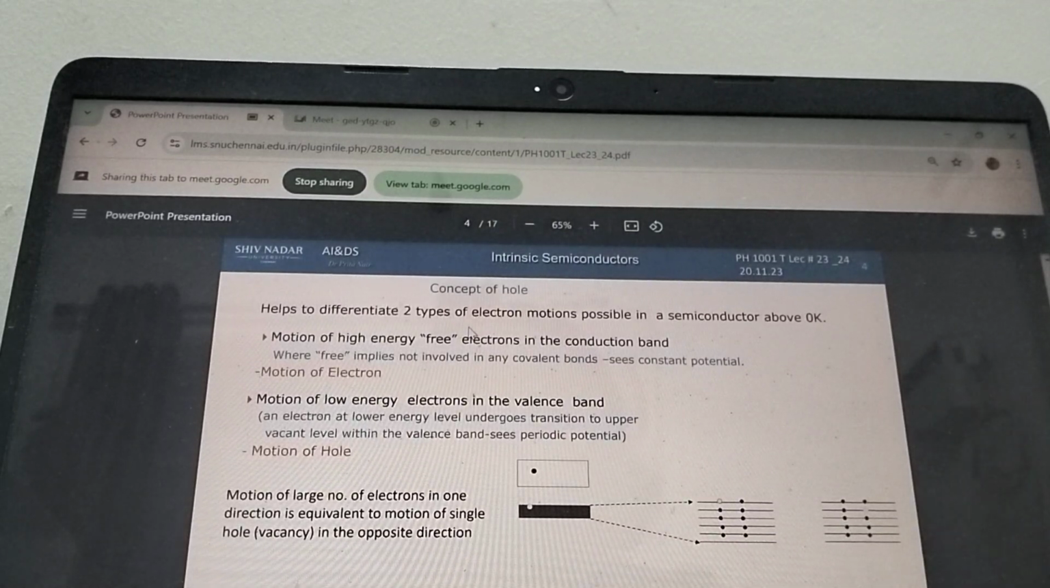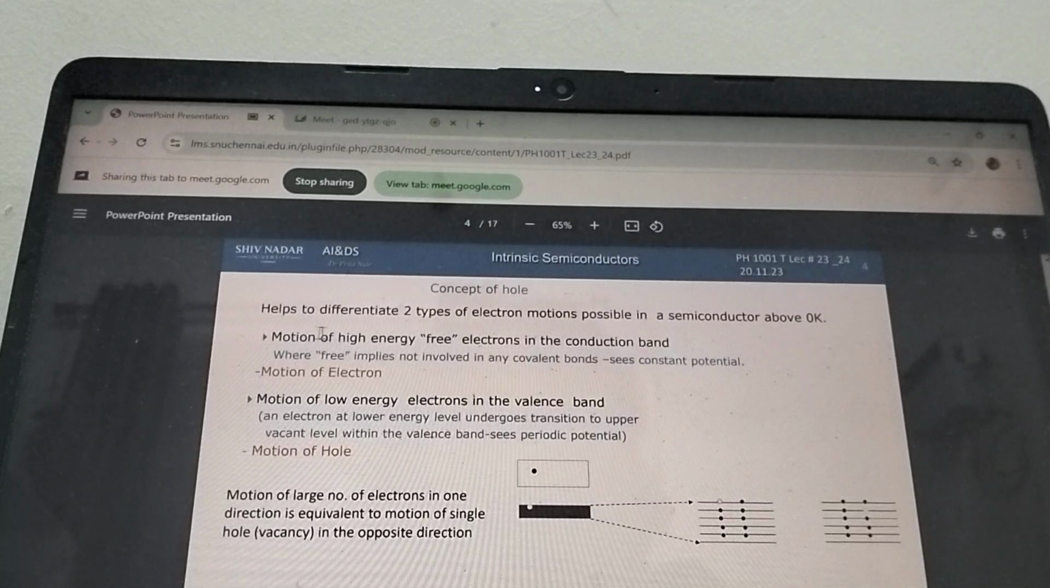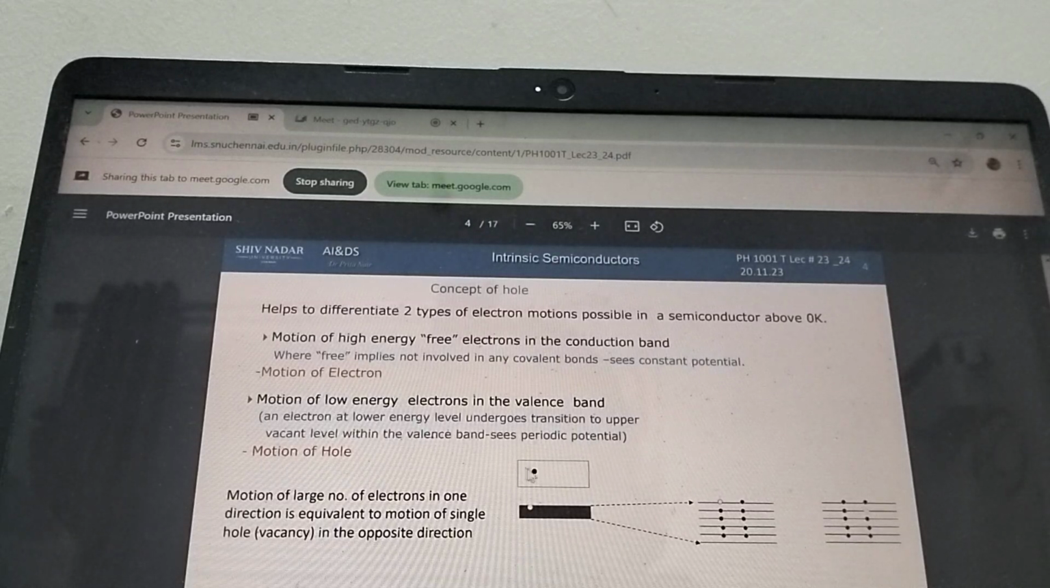Now when this energy is supplied, there are two types of motion which are possible. One is the motion of high energy free electrons in the conduction band, meaning an electron from the valence band receives energy, it gets excited and moves to the conduction band. That is the motion of an electron. Second, motion of a hole.